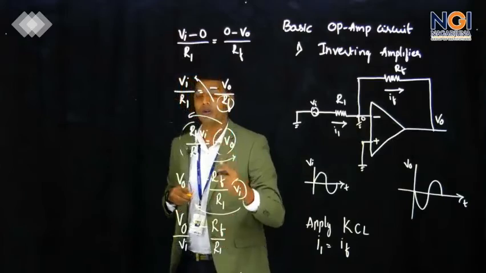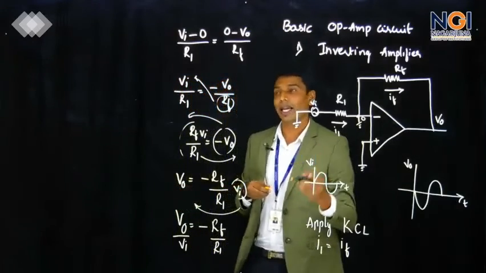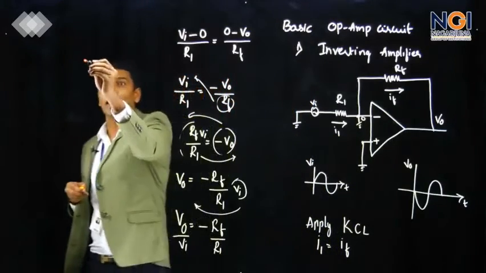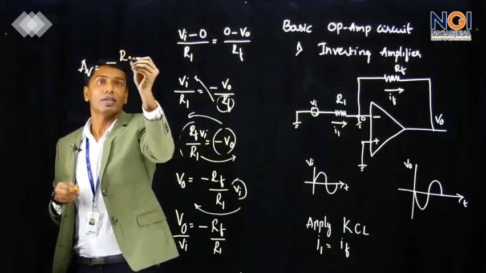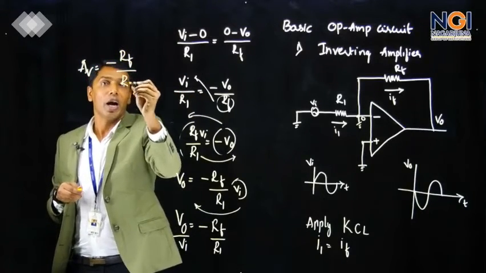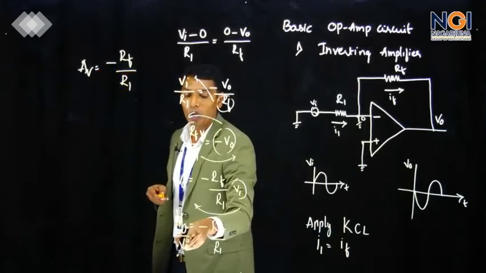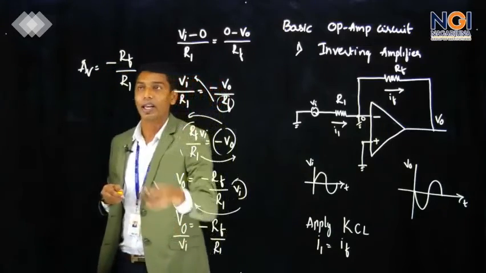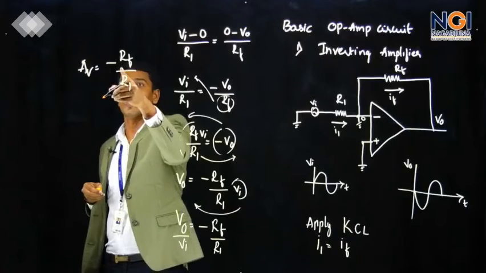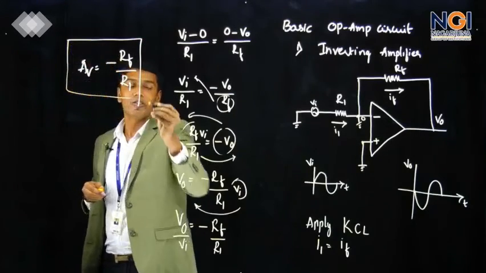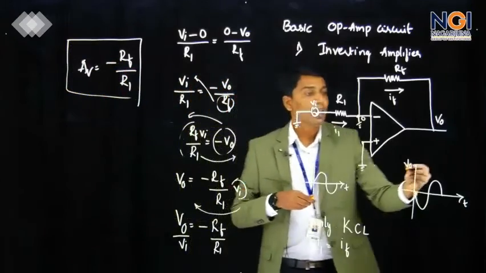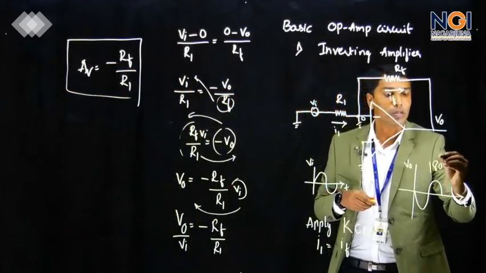What is Vout by Vin? It is nothing but gain. Gain AV is equal to minus RF divided by R1. Gain is nothing but output by input. Instead of Vout by Vin, I have written gain AV is equal to minus RF by R1. This is the final equation, and the output is 180-degree out of phase with respect to the input.